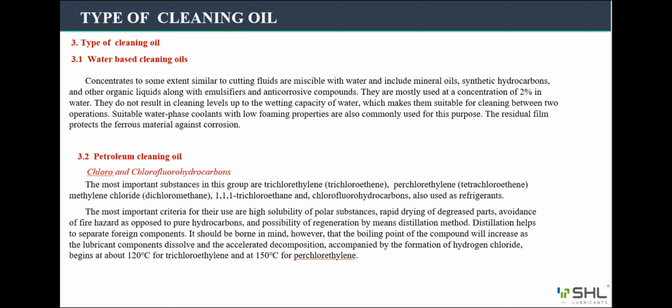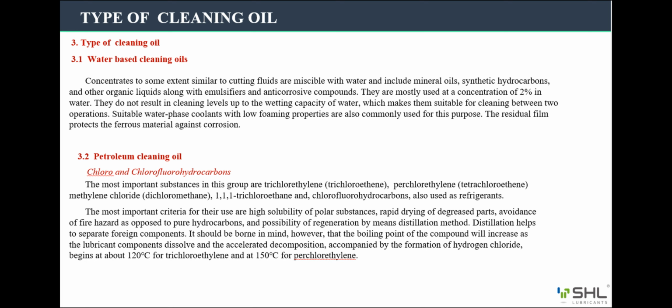They are mostly used at a concentration of 2% in water. Suitable water phase coolants with low foaming properties are also commonly used for this purpose. The residual film protects the ferrous material against corrosion.